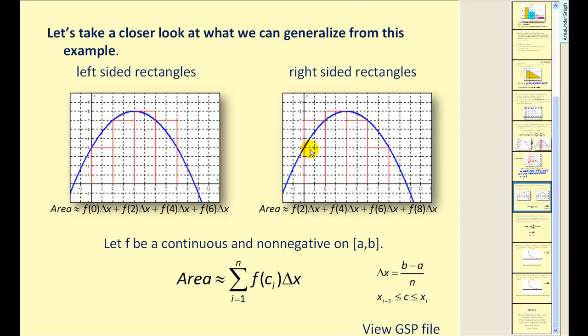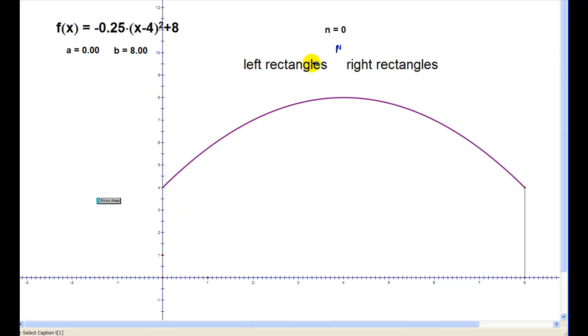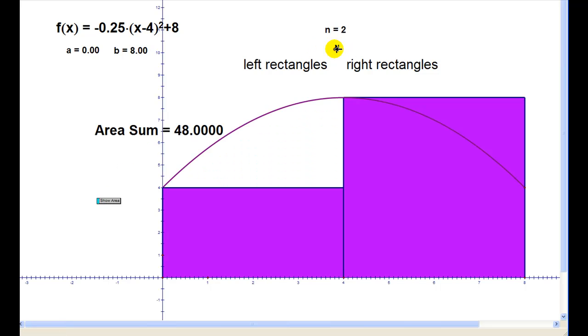Now looking at the same problem, if I would have used the right side of the interval to determine the height of each rectangle, you can see the picture would look different, but it still would be a good approximation of the area under the graph. Let's take a look at this problem in another way. This is the area that we actually want to find under our function, but since we don't have the ability to do that, what we're doing is using rectangles to approximate the area under the graph.